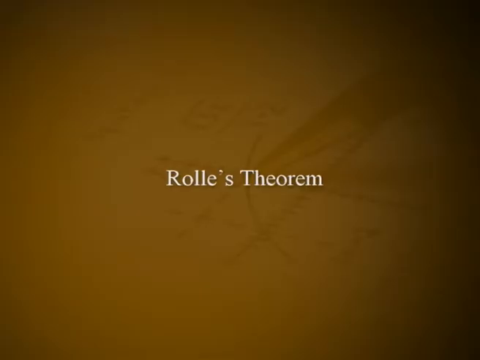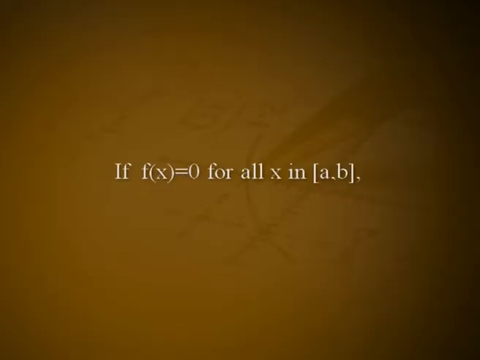Before we get to the mean value theorem, we need to prove the following. Rolle's theorem. Suppose that f is a real valued function that is continuous on closed interval a to b, differentiable on open interval a to b, and f of a equal to f of b equal to 0. Then there exists at least one point c in open interval a to b such that f prime of c equal to 0.